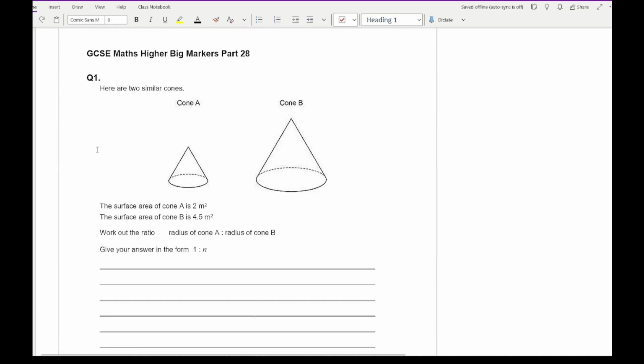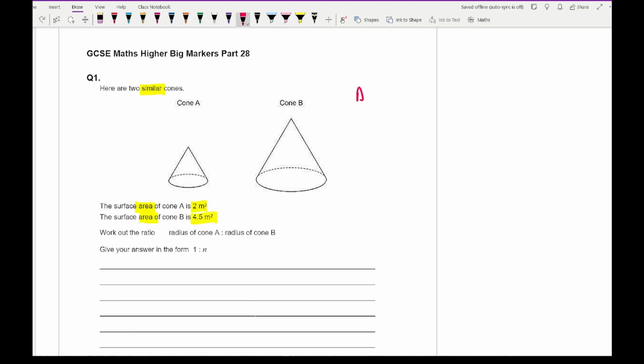So question 1 says, here are two similar cones, and it says the surface area of cone A is 2 square meters and the surface area of cone B is 4.5 square meters, and the question is saying to work out the ratio of radius A to B in the form of 1 to n. So for this, the key word in regards to this particular question is that the two cones are similar. So here we're given the surface area of each of those two shapes, so we can then work out what the area scale factor is going to be.